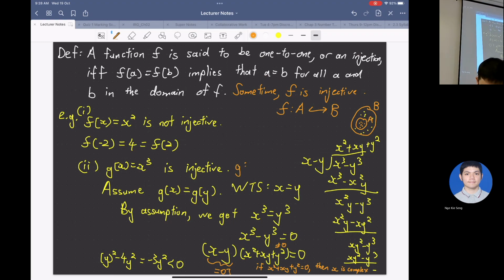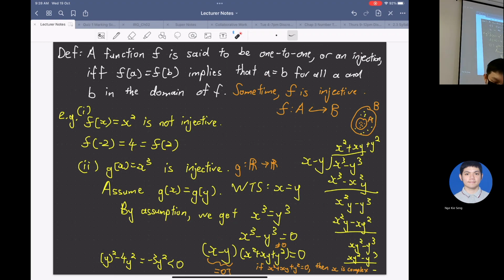So g is a function from real to real, right? So we want this equality to hold in real. So this part here doesn't have a root in real. So this part cannot be equal to 0. So this part must be equal to 0. So it's equal to 1.